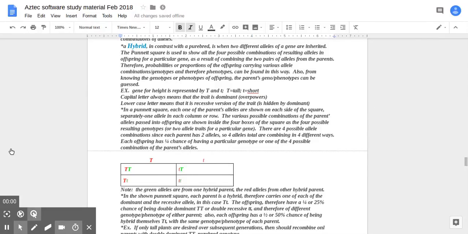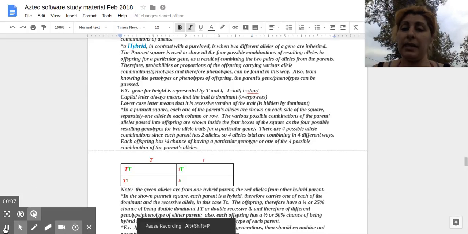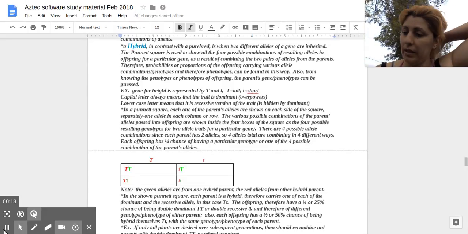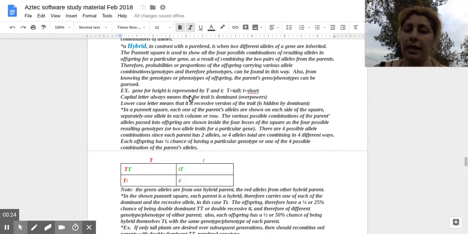Okay, so we're continuing with cell biology, life science in a nutshell. We're doing the section of heredity. We just finished learning about genes and DNA and how DNA is turned into proteins via transcription and translation, about mRNA molecules, tRNA molecules.